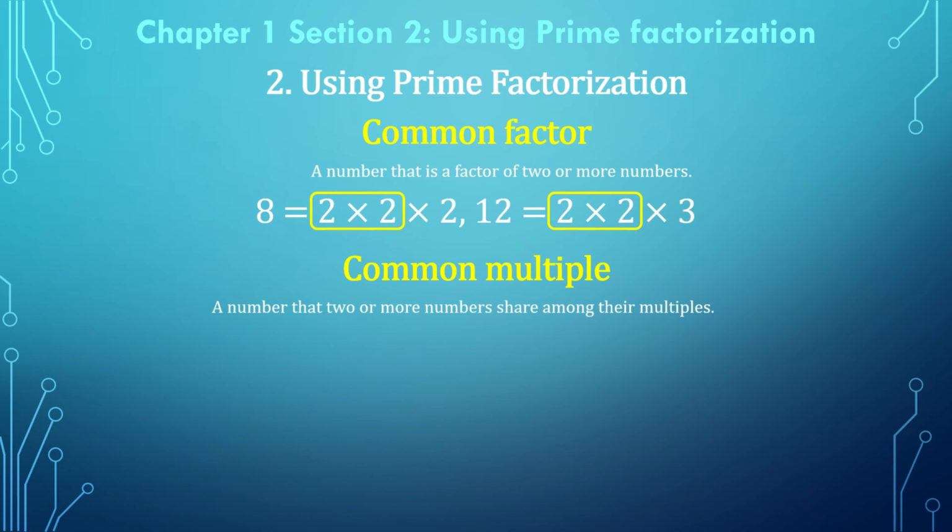Common multiple is a number that 2 or more numbers share among their multiples. For example, 4 times 9 equals 36. 3 times 12 equals 36. As you can see, 36 is a multiple of 4, and it's also a multiple of 3. Then you can say 36 is a common multiple of 4 and 3.